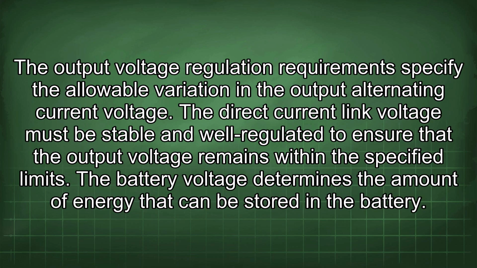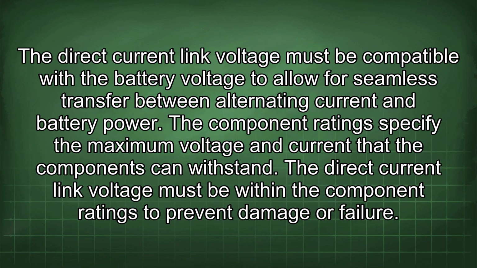The output voltage regulation requirements specify the allowable variation in the output alternating current voltage. The direct current link voltage must be stable and well regulated to ensure that the output voltage remains within the specified limit. The battery voltage determines the amount of energy that can be stored in the battery. The direct current link voltage must be compatible with the battery voltage to allow for seamless transfer between alternating current and battery power. The component ratings specify the maximum voltage and current that the components can withstand.